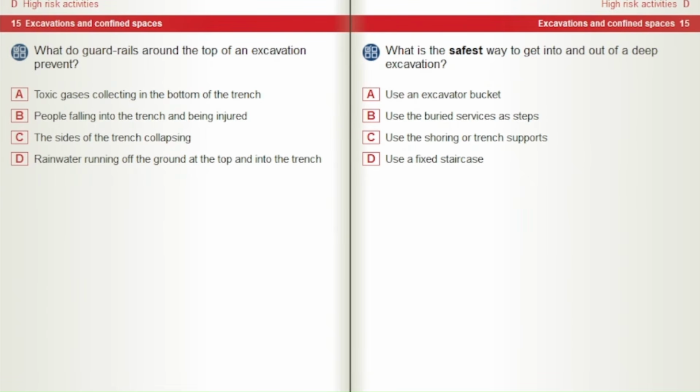What do guardrails around the top of an excavation prevent? Toxic gases collecting in the bottom of the trench. People falling into the trench and being injured. The sides of the trench collapsing. Rainwater running off the ground at the top and into the trench.